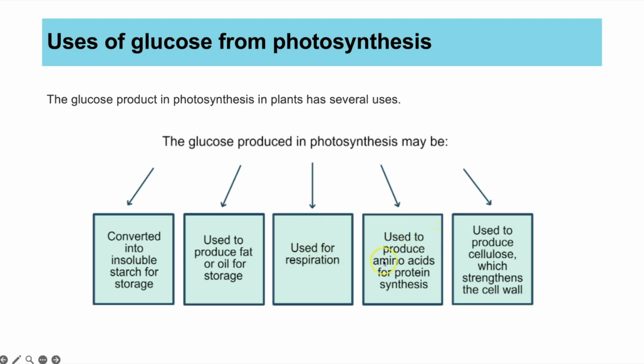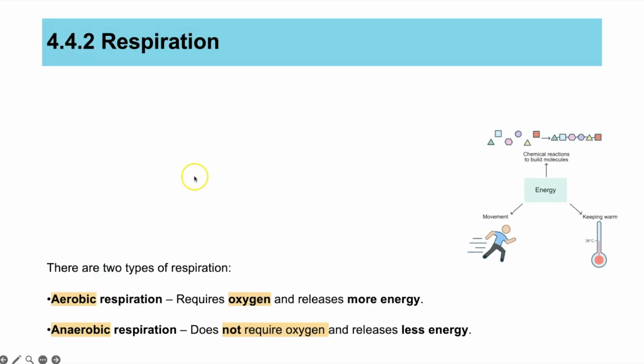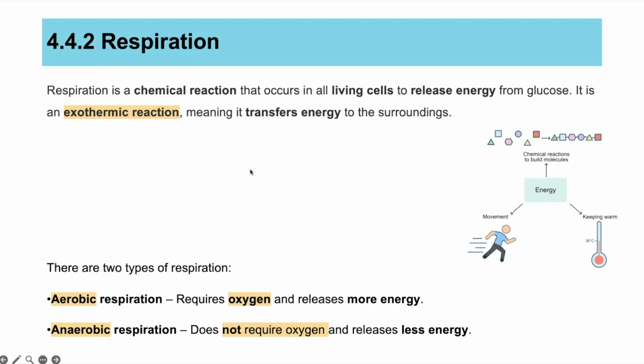Some of it is used to produce amino acids, which can then combine with nitrate ions absorbed from the soil to create amino acids and proteins. Some of it is used to make cellulose, which is what we find in the plant cell walls to provide structural strength. We then move on to respiration. So this is the other chemical reaction that you need to learn about. And this chemical reaction occurs in all living organisms to release energy that is needed for metabolism.